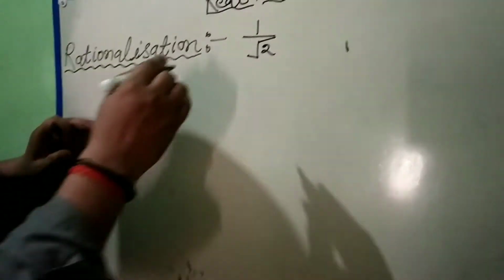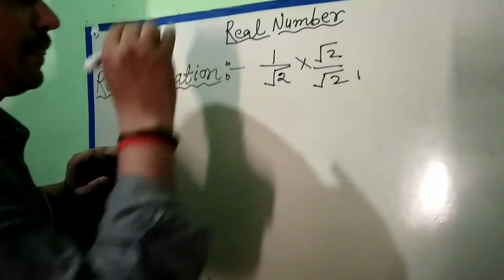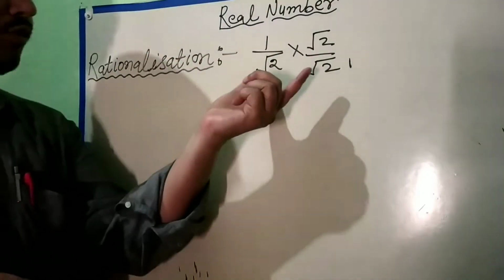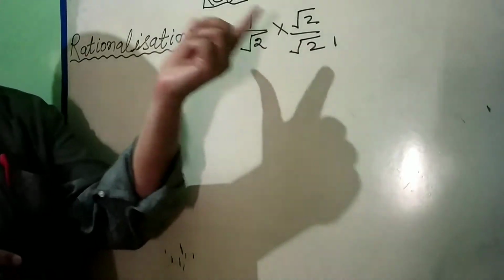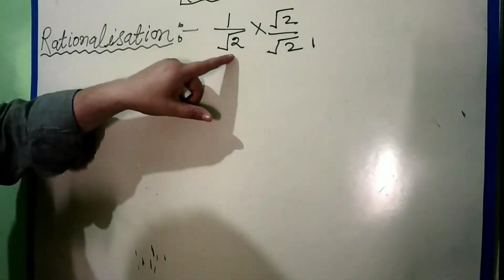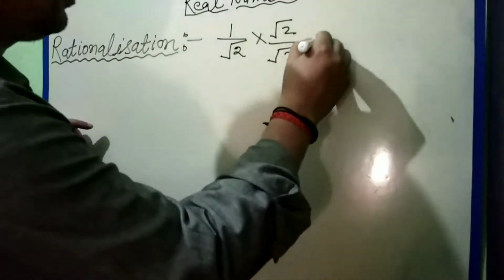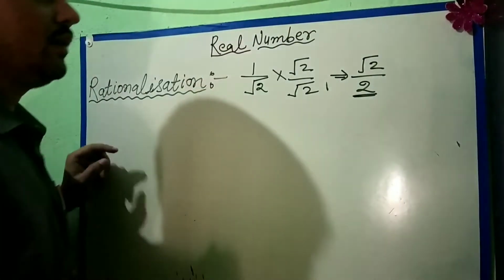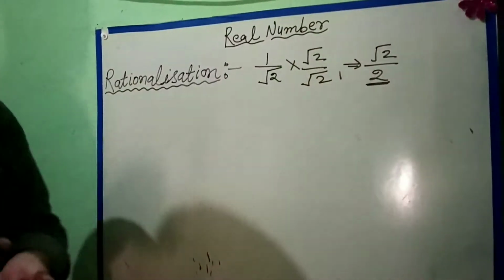So what we do, we multiply both numerator and denominator with the conjugate term. That means if the product of two irrational numbers is rational, then they are said to be rationalization factors of each other. Here root 2 is the RF, its rationalization factor. So it becomes root 2 upon 2. Now the denominator is rational and the process is called rationalization.